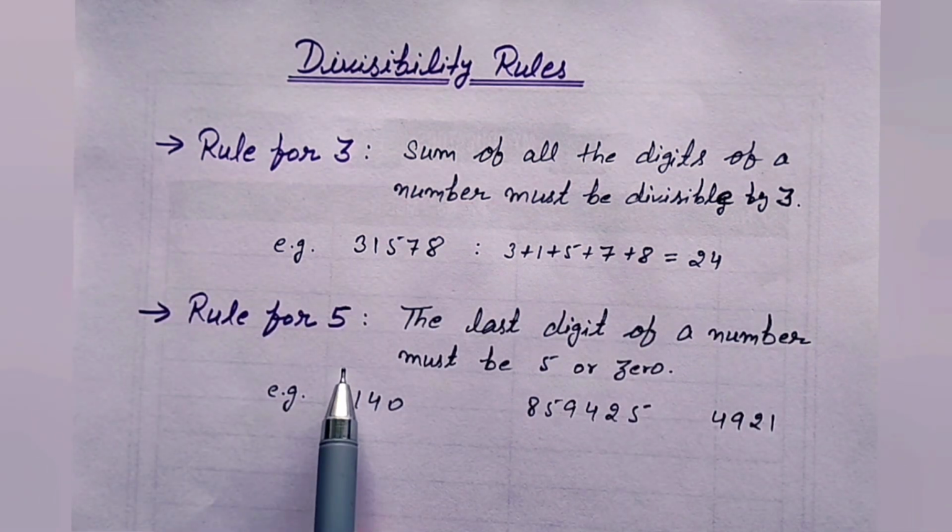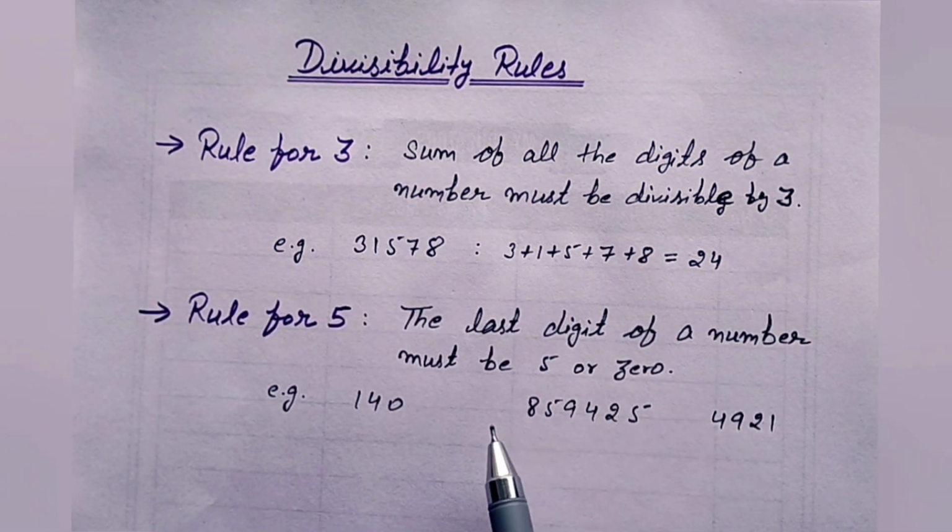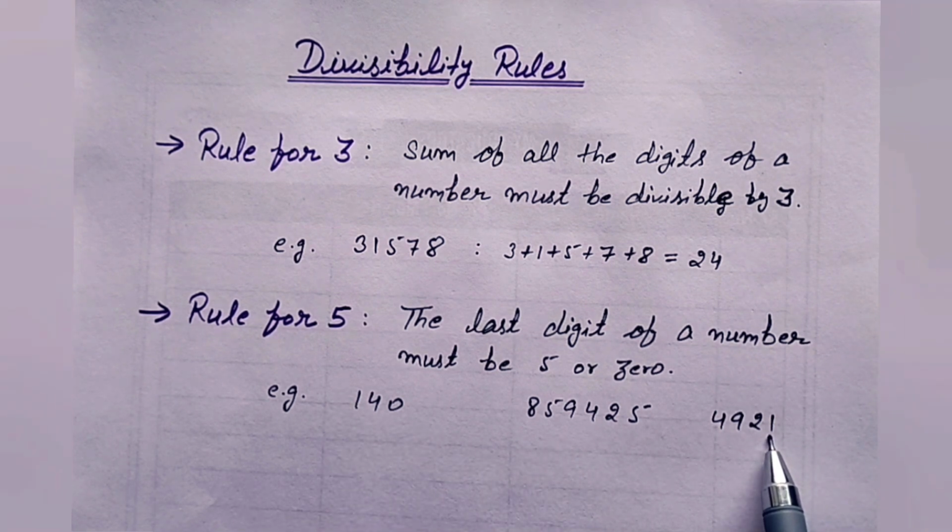Next is the rule for 5. The last digit of a number must be 5 or 0. Means we just need to check if the last digit of a number is 0 or 5. For example, the last digit of this number is 0 and the last digit of this number is 5. Therefore, these numbers are divisible by 5. And the last digit of this number is 1. Therefore, this number will not be divisible by 5.